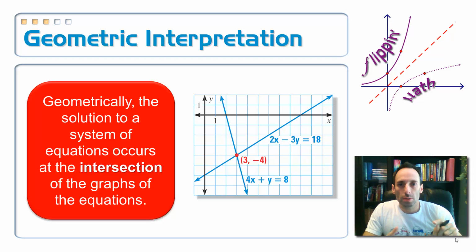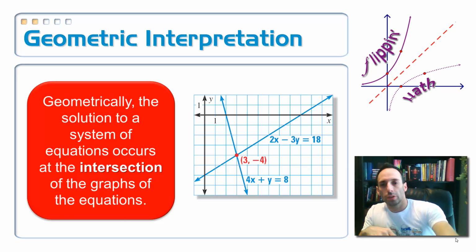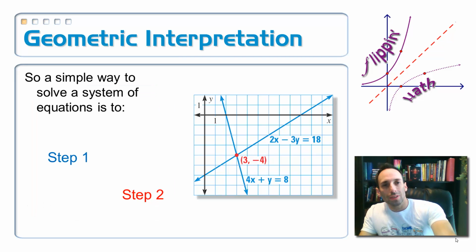When I'm solving a system of equations, each equation is a graph, and the solution is the point or points where they intersect each other. Okay? The points that they have in common. So, this is the simplest way to solve a system of equations.